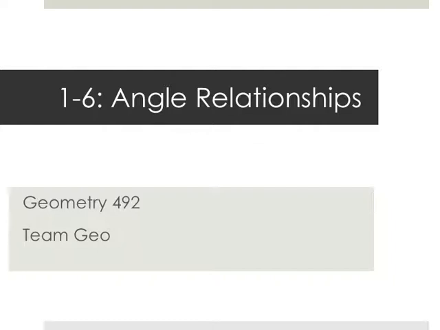Acute. Beautiful. Acute angle is what now? Less than 90 degrees. Okay, that's acute. And then right angle, which is 90 degrees. Perfect. And then obtuse, which is more than 90 but less than 180. Good. Greater than 90, less than 180.